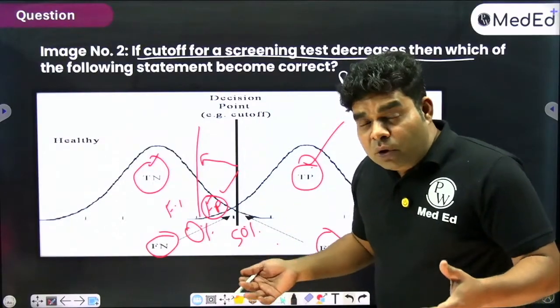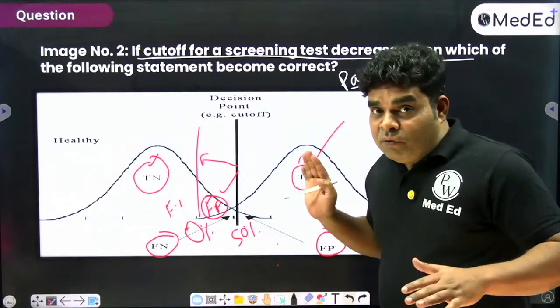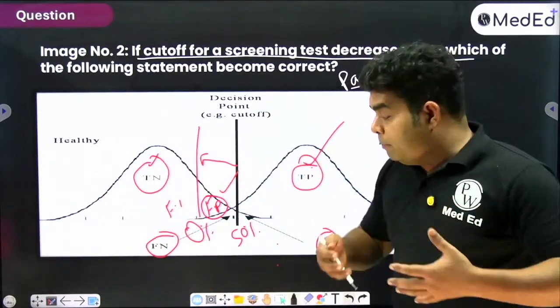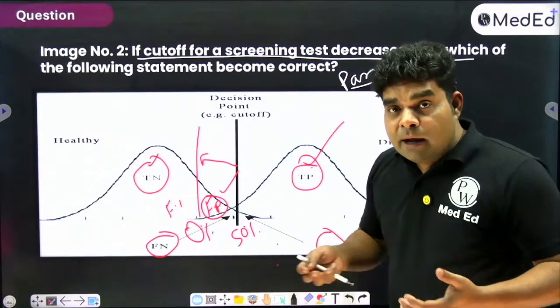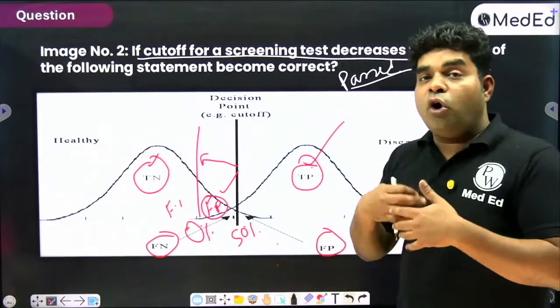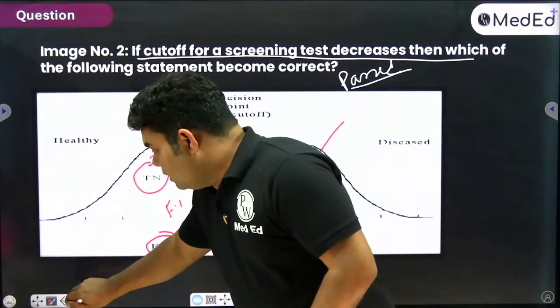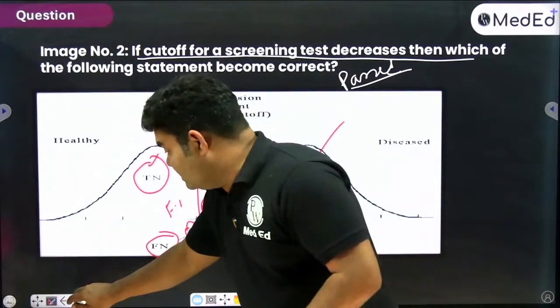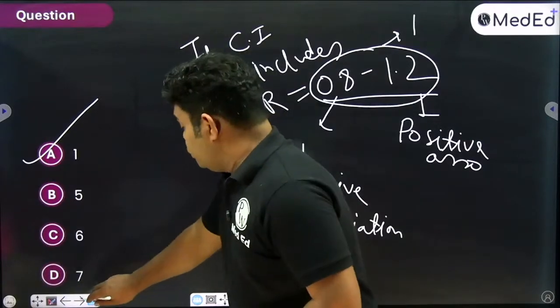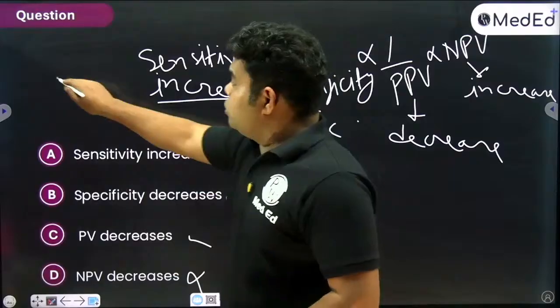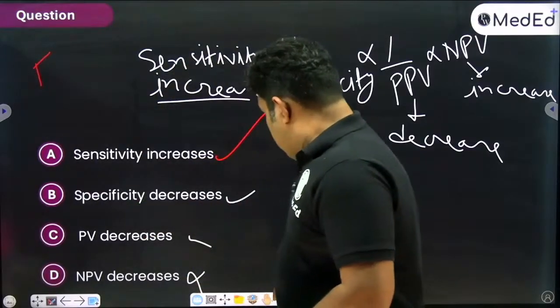So you can understand here, when we lower the cutoff, we are including more people, so sensitivity is increasing. But we are including those types of students who have not studied. That means false positive is also increasing. And we are including those students who have not passed. So this is one very common question which many students do wrong.